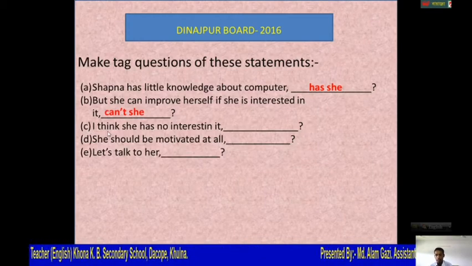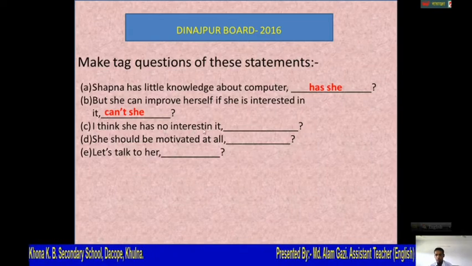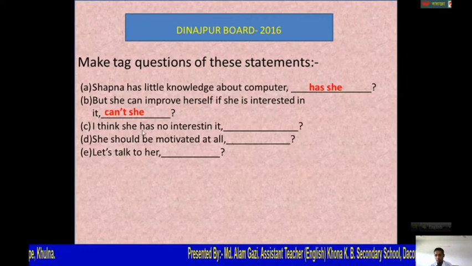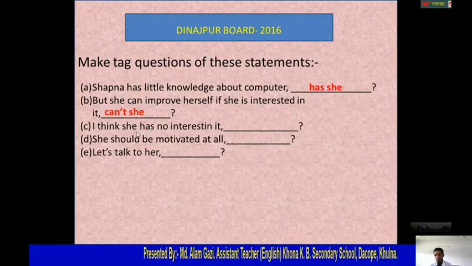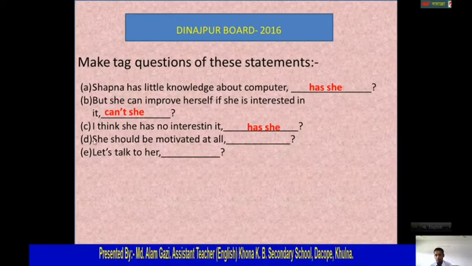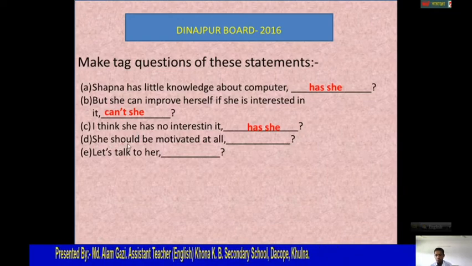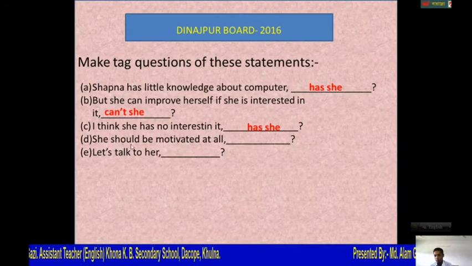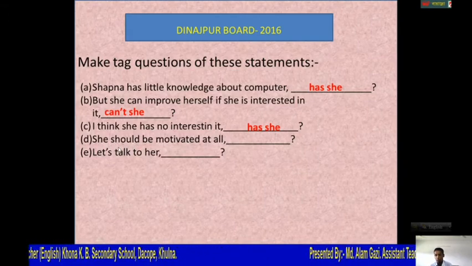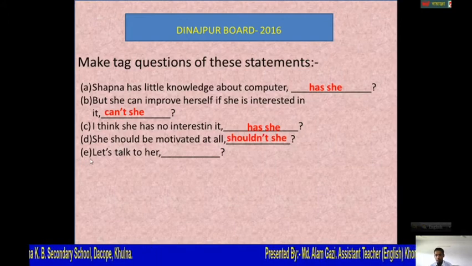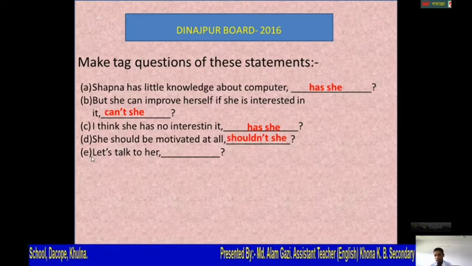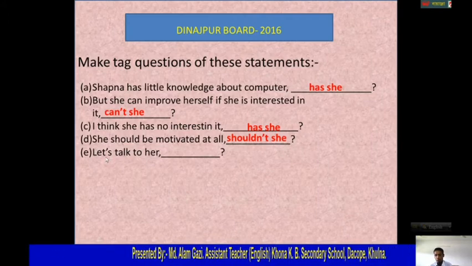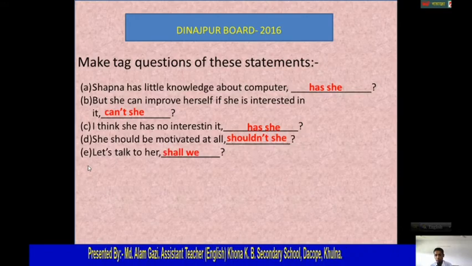Question C. I think she has no interest in it. In this sentence, we see an auxiliary verb has. So, tag question will be has she. Question D. She should be motivated at all. In this sentence, we see a modal auxiliary verb should. So, tag question will be shouldn't she. Question E. Let's talk to her. It is an imperative sentence and this imperative sentence starts with let's. So, tag question will be shall we.